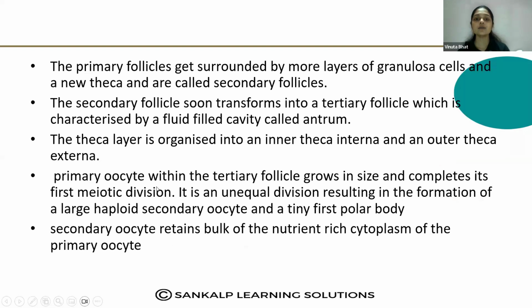So inside the tertiary follicle, the primary oocyte is present, right? The primary oocyte within the tertiary follicle grows in size and completes its first meiotic division. When it completes its first meiotic division during puberty, it is an unequal division resulting in the formation of a large haploid secondary oocyte and a tiny first polar body.